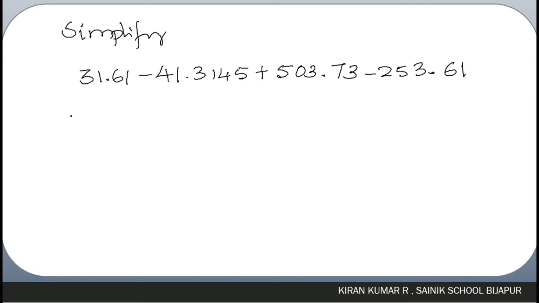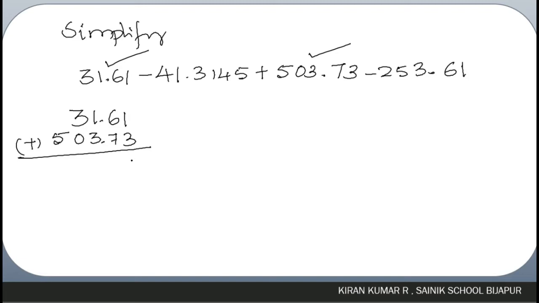So I will consider the positive numbers on one side, 31.61 along with 503.73. I'll add them first. Upon addition, we get 535.34.